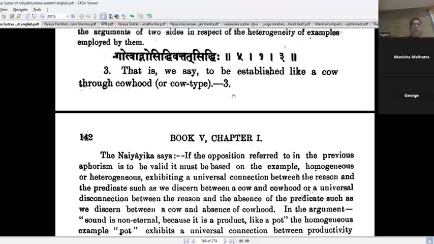Gotvat go siddhivat tat siddhi. Just like we say the proof of sadhyasam is like proving cowness from a cow. What does this mean? This means that if you have to prove that an object is a cow, we will have to prove all the properties of the cow exist in that object. So then it is a cow.